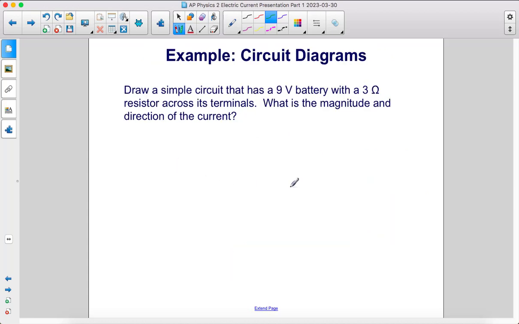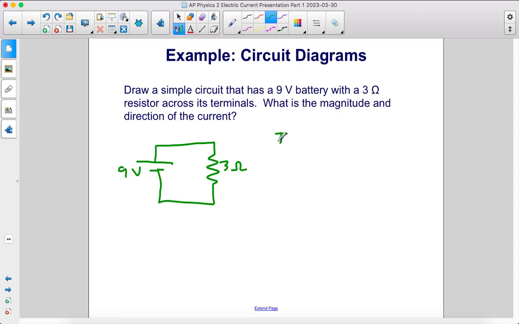Draw a simple circuit that has a 9-volt battery with a 3 ohm resistor across its terminals. What is the magnitude and direction of the current? All right, so there's going to be many ways to draw this out, but I will draw it like this. Here's our battery. It's 9 volts. Our resistor is 3 ohms. And what is our current?